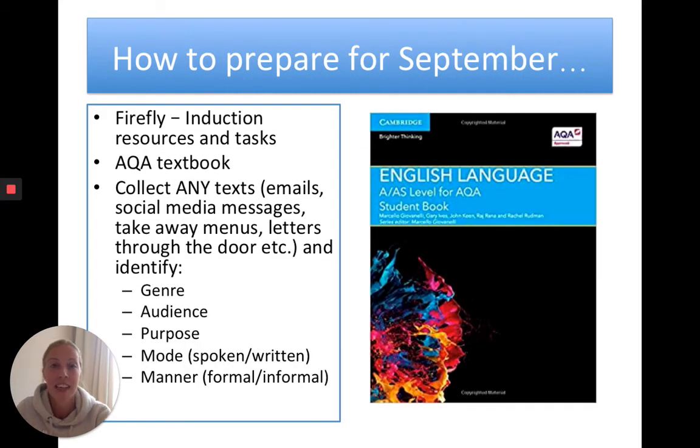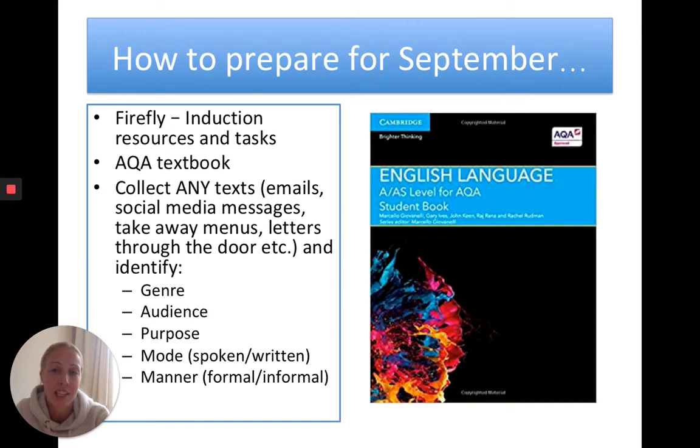And then finally, in terms of preparing for September, first of all, what we'd like you to do is go on to Firefly, and on there you'll find lots of induction resources and tasks. So that's the minimum that we'd like you to do. I know there'll be some of you who are interested to know if there's a textbook which goes along with the course. Now, you're not under any obligation or expected to get this, but if you would like to get it or look into it, I've put the textbook on the screen for you, which goes with the course.